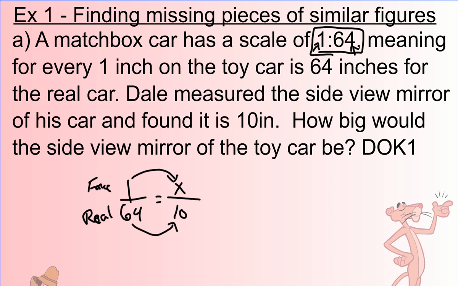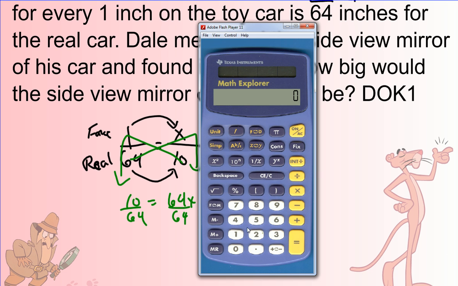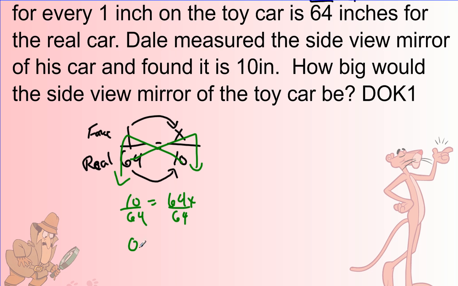So if we cross multiply this, we get ourselves an answer. 10 times 1 is 10. 64 times x is 64x. Divide both sides by 64. And we get, Mr. Calculator, 10 divided by 64 equals 0.15625. 0.15625 inches equals x. So that's small.